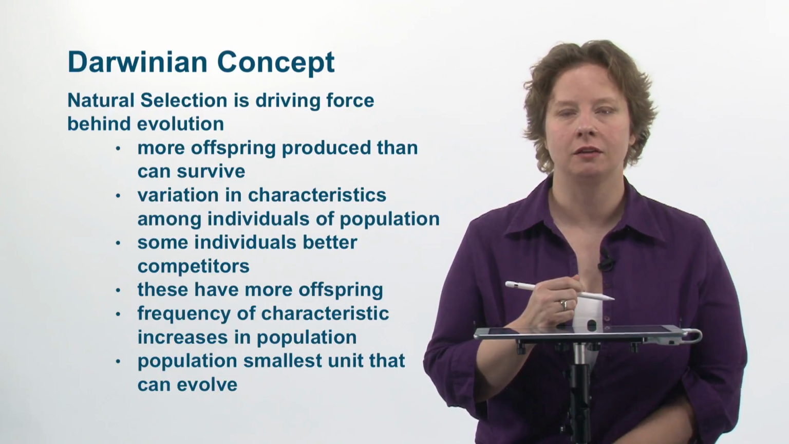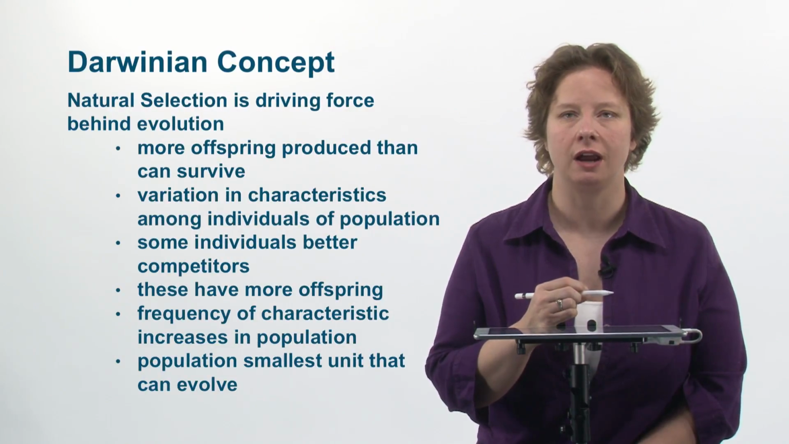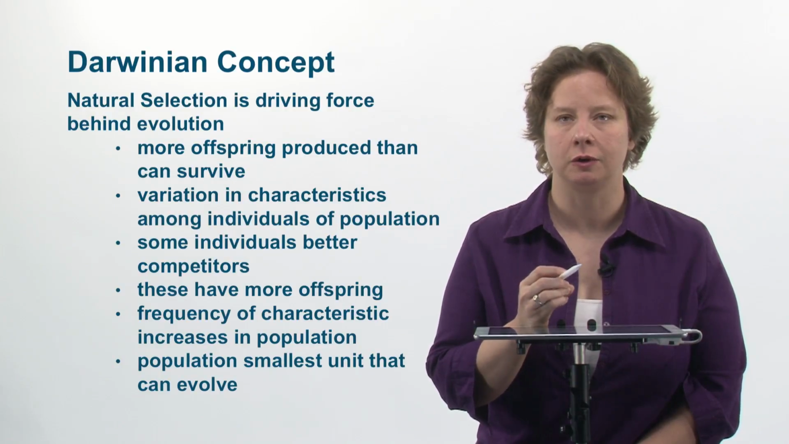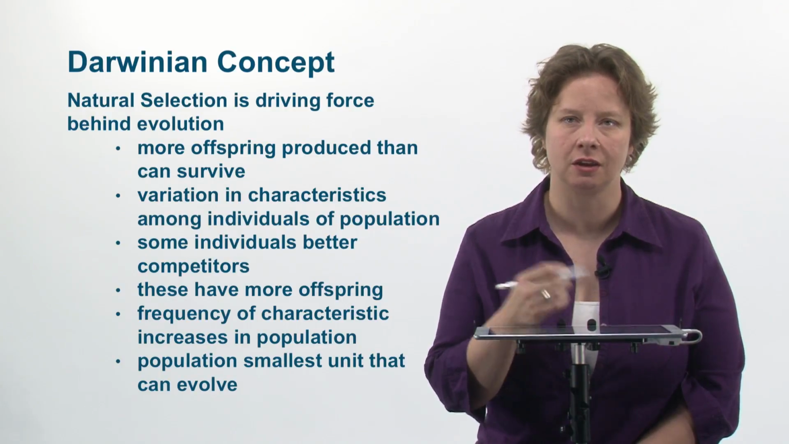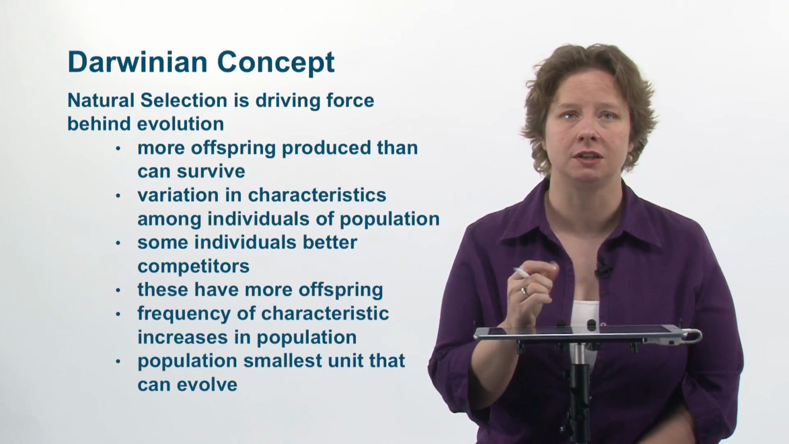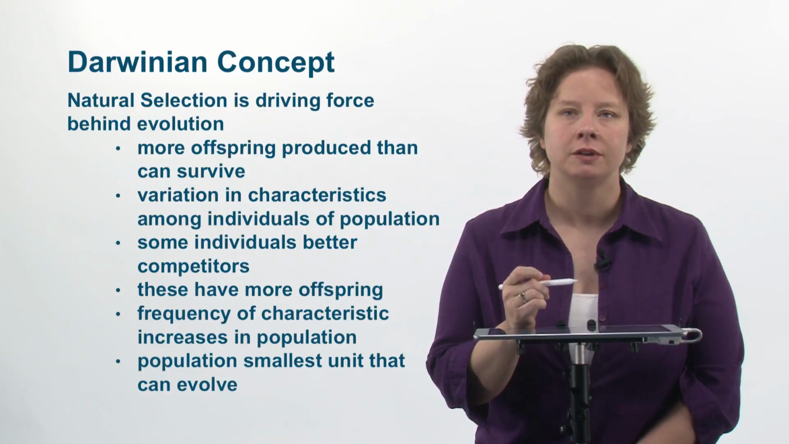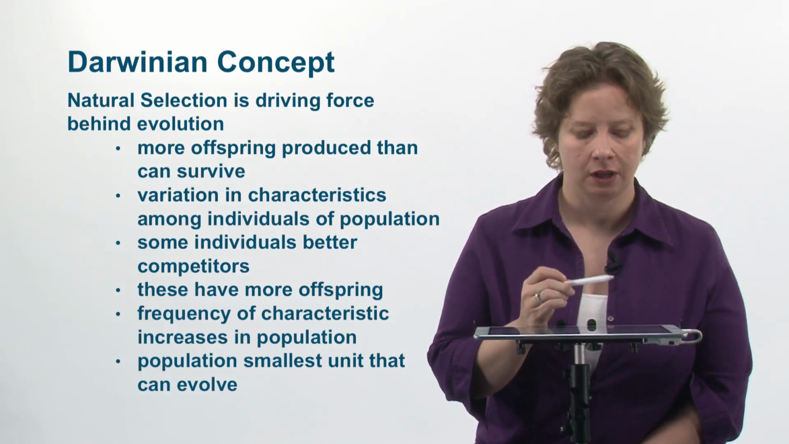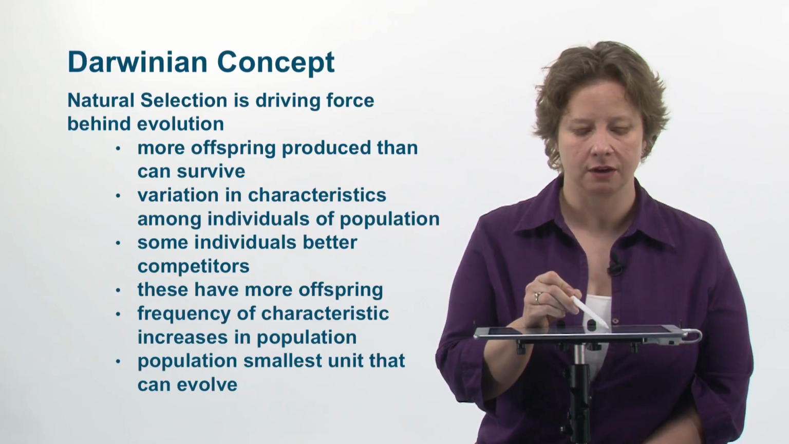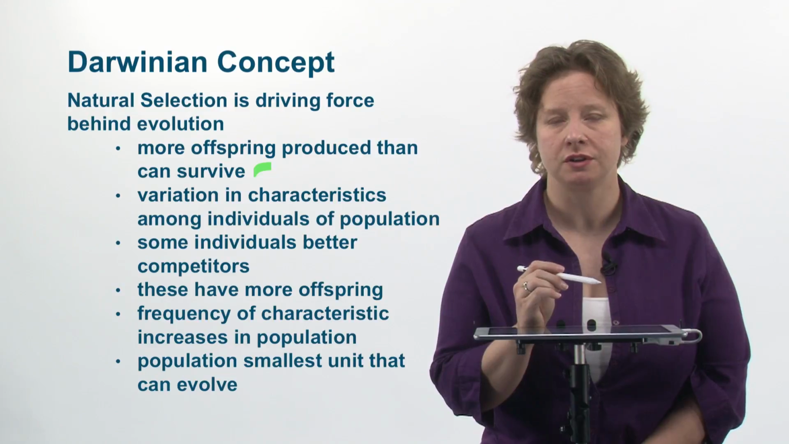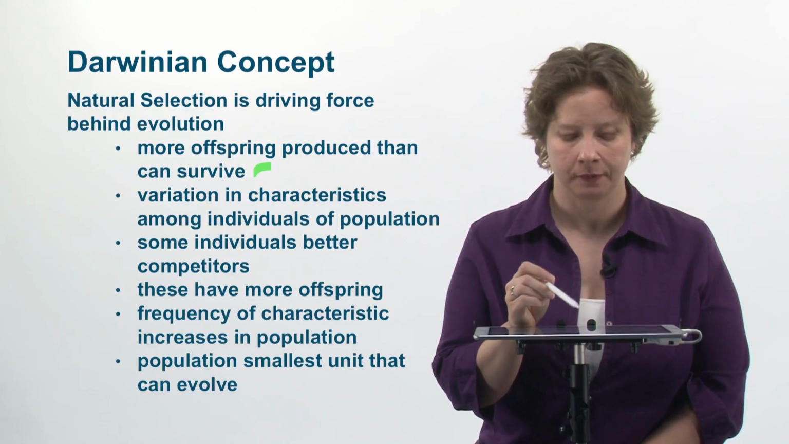This short unit is about the concepts of natural selection, and we'll start off by talking about natural selection, how Darwin initially proposed the idea, and then we'll talk about what we have been able to add to the concept since his time. So Darwin discovered that natural selection is the driving force behind evolution, and one of the things he discovered or pointed out is that more offspring are produced than can actually survive.